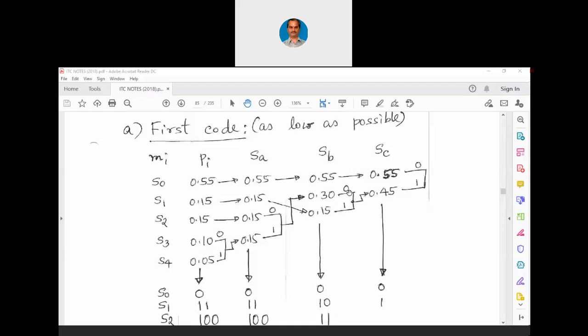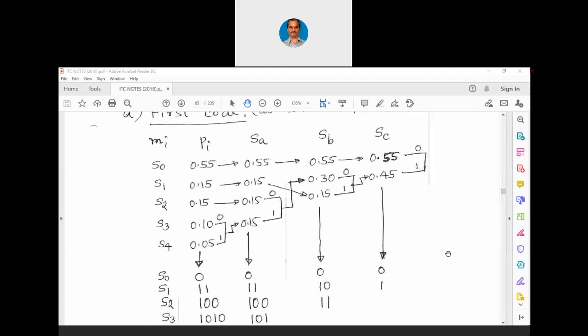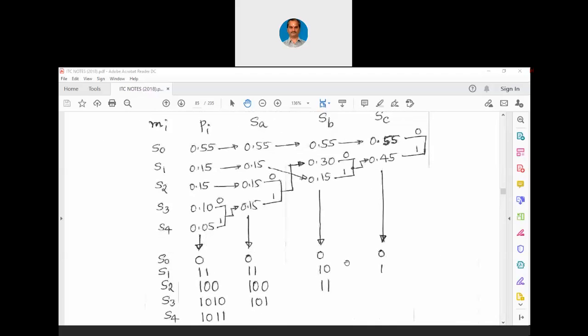Now this 0.30 is again comprising these two. For the upper one we will write 0, the lower one we will write 1. Lastly, again this 0.15 is comprising 0.10 and 0.05. For the upper one we will write 0 and the lower one we will write 1. That way now we have written these codes.